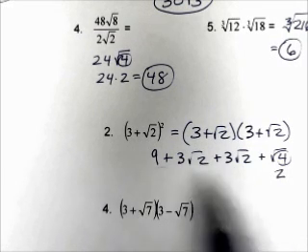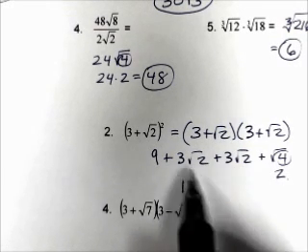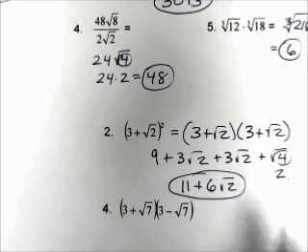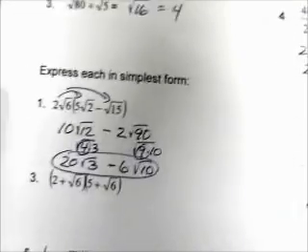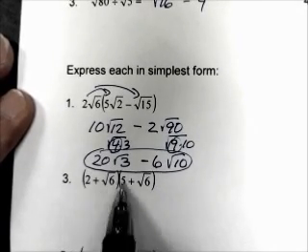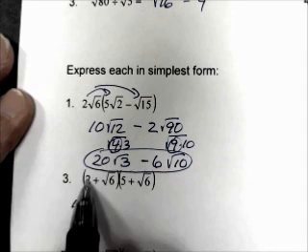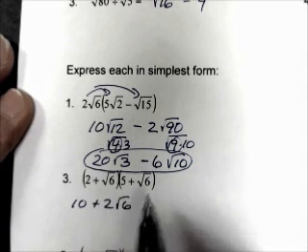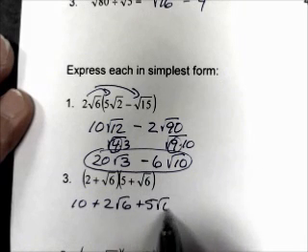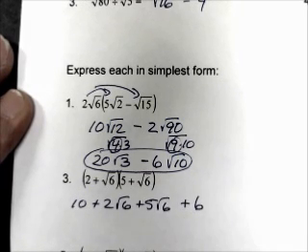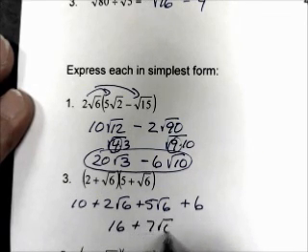Combining like terms, 9 plus 2 is 11. 3 square root of 2 plus 3 square root of 2 is 6 square root of 2. Number 3, another foiling. 2 times 5 is 10. 2 times the square root of 6 is 2 square root of 6. 5 times the square root of 6 is 5 square root of 6. Square root of 6 times square root of 6 is 6. Combine like terms, 16 plus 7 square root of 6.